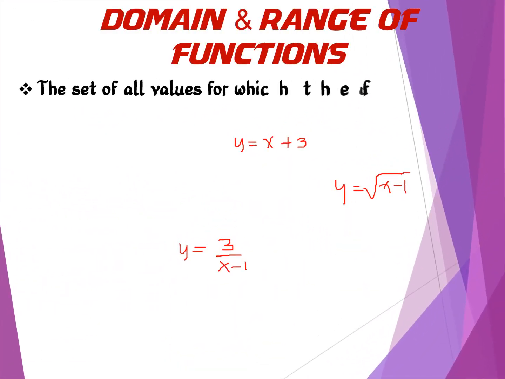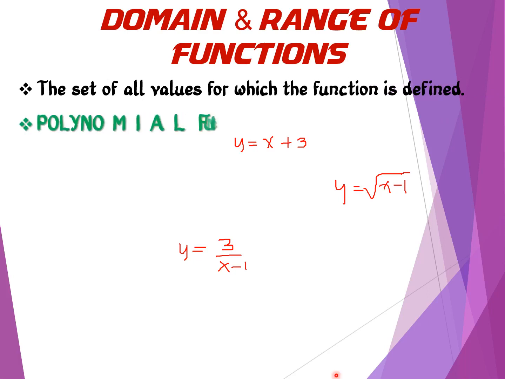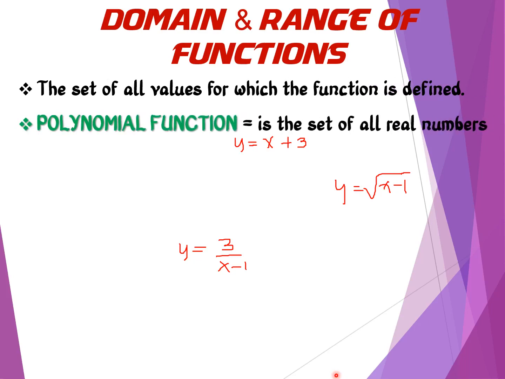Generally, the domain and range of a function is the set of all values for which the function is defined. Specifically, if we have a polynomial function, the domain and range is simply the set of all real numbers. For example, we have y is equal to x plus 3, so this is a linear function. You can have any values for x and y. So that's why it is the set of all real numbers. There is no restriction for a polynomial function, even if you have a quadratic function or a cubic function.